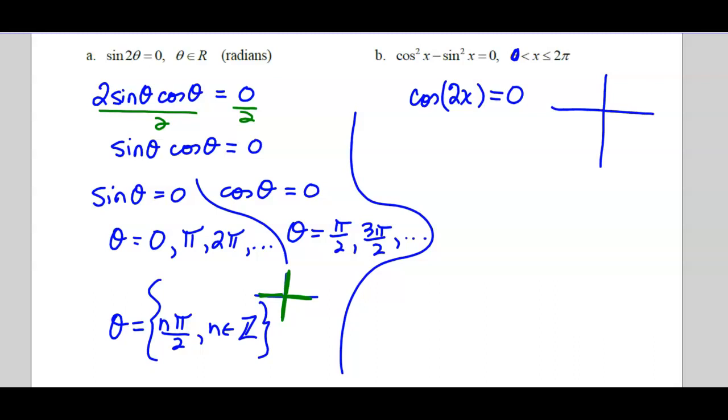Okay, where's cos 0? Cos 0 is here and here. So 2x. Remember what we did yesterday? We found what interval for 2x. That would be between 0 and 4 pi. So the angles that give us a cos of 0 between 0 and 4 pi are pi over 2, 3 pi over 2, then plus 2 pi, that's 5 pi over 2 and 7 pi over 2.